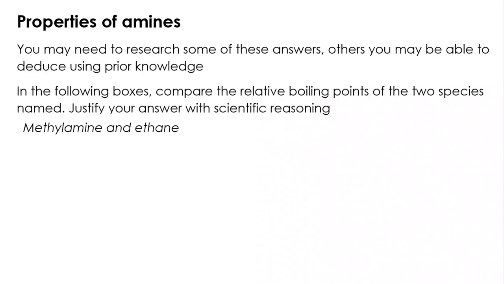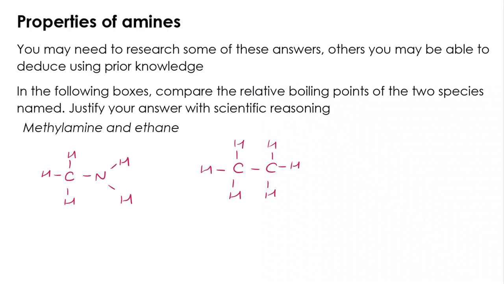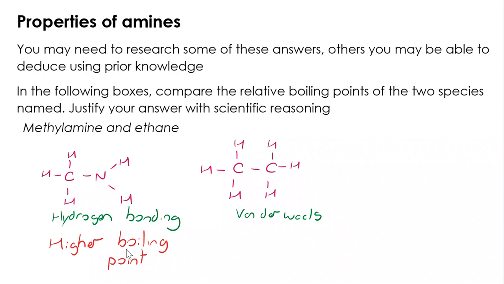Let's move on and look at properties of amines. You might need to research some of these. You might need to be thinking about what you know from year 12. I've got here methylamine and ethane. Which of those would have the higher boiling point? Well, if I draw them out, I can see, hopefully, something that really stands out, and that's the type of intermolecular force they're going to have. This one will have hydrogen bonding. This, as an alkane, will only have van der Waals. Hydrogen bonding is a stronger intermolecular force, so that will have the higher boiling point.